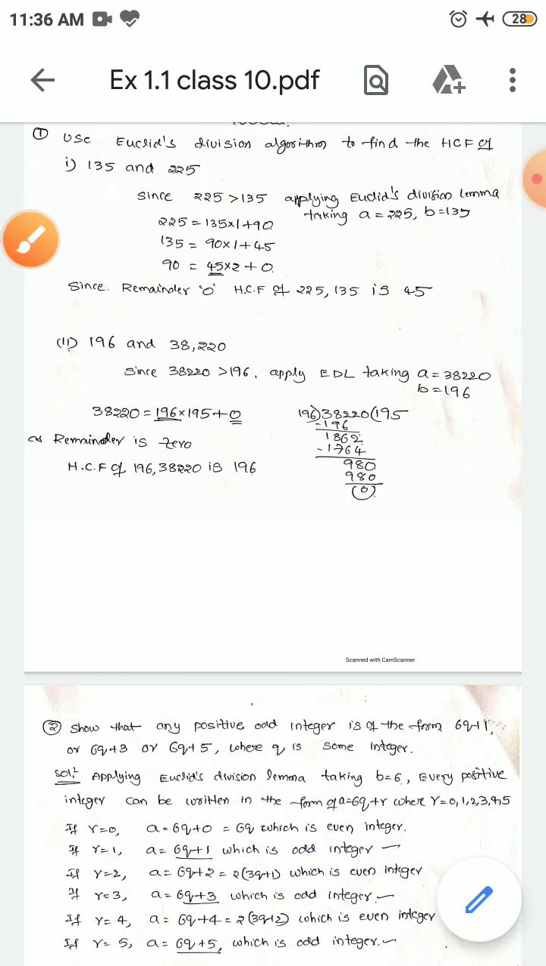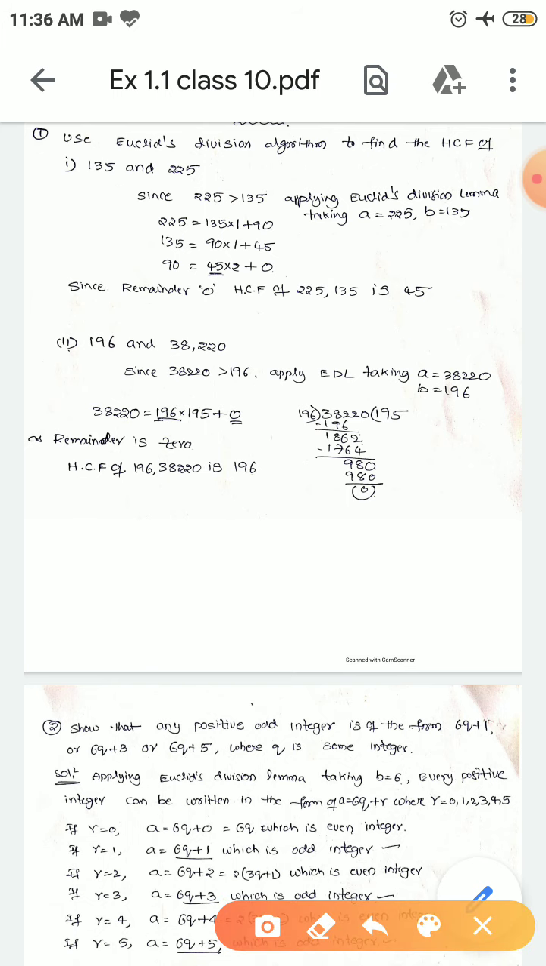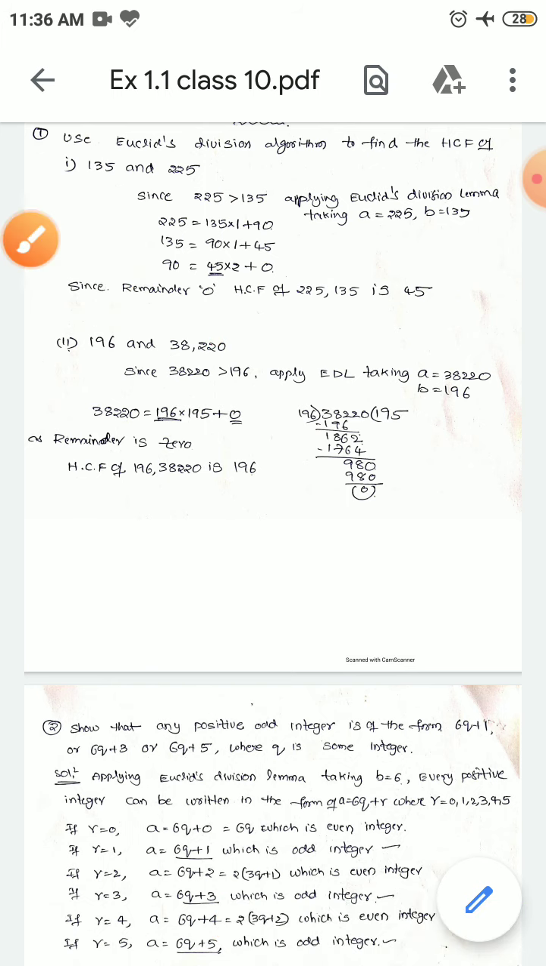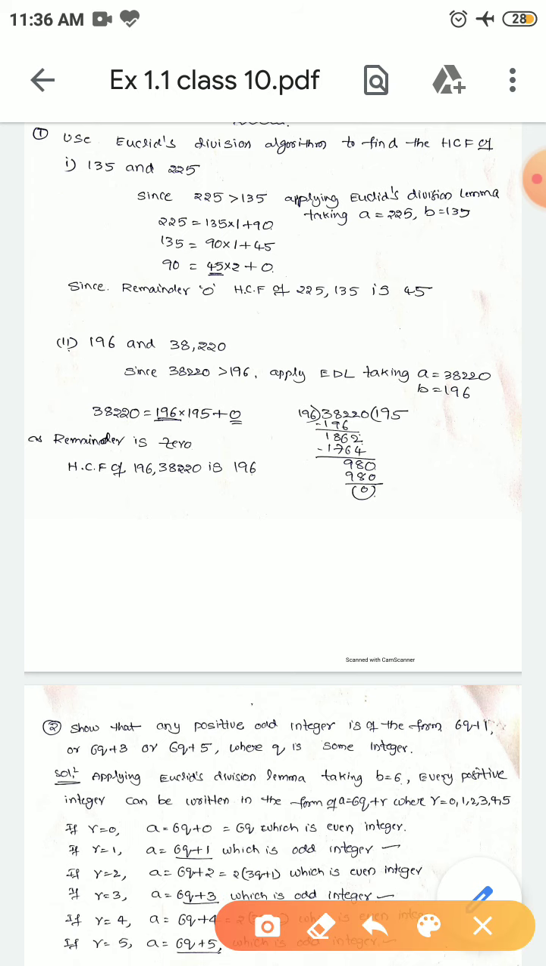Here, in the given two numbers, one more point you can observe: whenever you find the HCF, if one number is a multiple of the other number, then you can clearly say that the smallest number is the HCF. Suppose you take 10 and 50, 50 is a multiple of 10, 10 is a factor of 50. If I ask what is the HCF of 10 and 50, directly you can say 10. Simple logic.